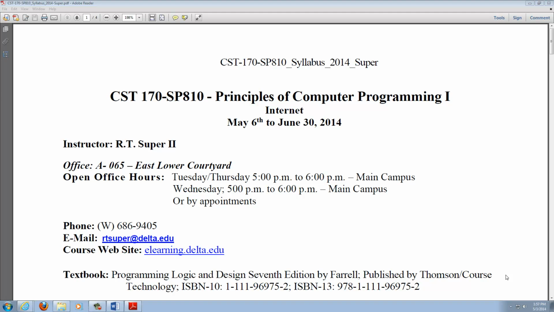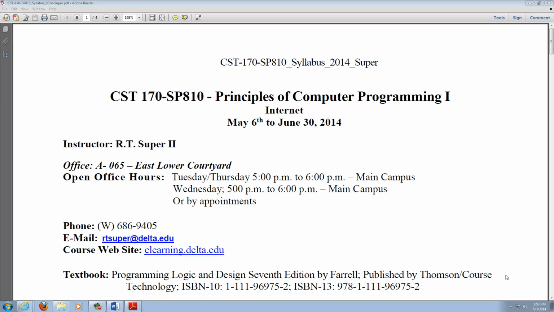My office is in A065, which is the East Lower Courtyard. And for spring semester, my hours will be Tuesday, Thursday, 5 until 6 p.m., main campus, and then Wednesday, 5 to 6 p.m., also on main campus or by appointments. Definitely or by appointments. I'm open to any and all types of situations where we can go ahead and make arrangements to get together and discuss whatever issues may be that needs to be addressed.